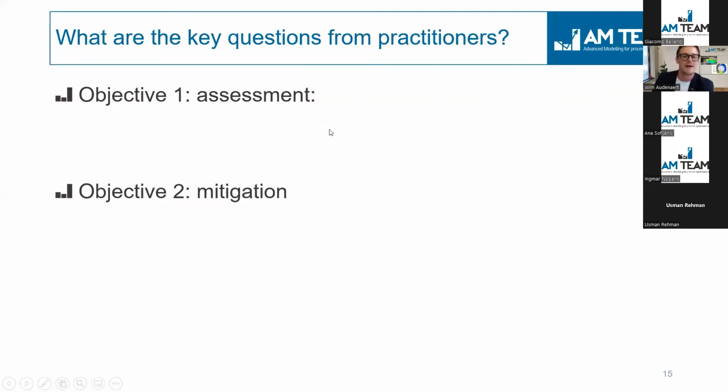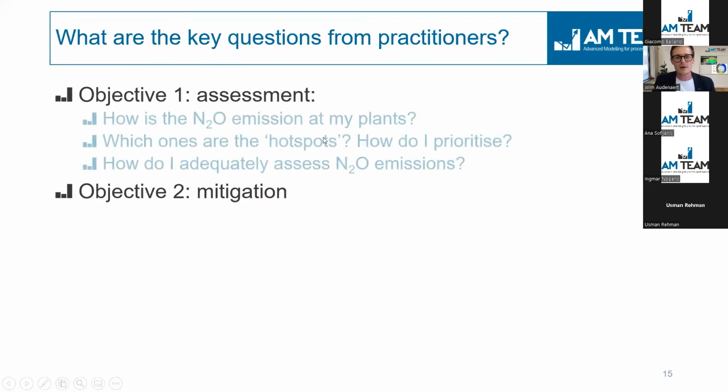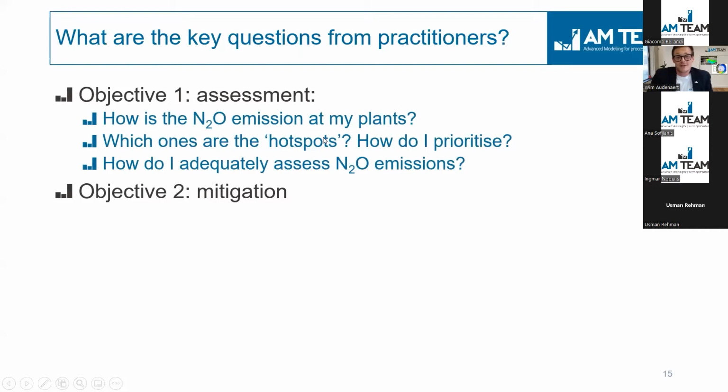What are the questions then? If you go back to this poll, what are the main questions in the market? We have broken it down into two big parts. The first one is, how good or how bad are we doing? How severe is the N2O problem? That's assessment. Once you have done an assessment, you can mitigate. What are the questions with assessment? Well, how is the N2O emission at my plants? Which ones are the hotspots? How do I actually prioritize? And how do I adequately do an assessment of this N2O emission? Because it's very complex and it's not easy. We will come back to that in this webinar.